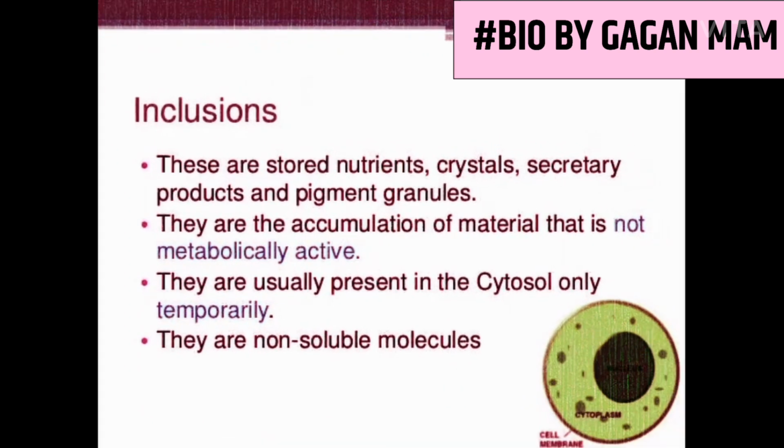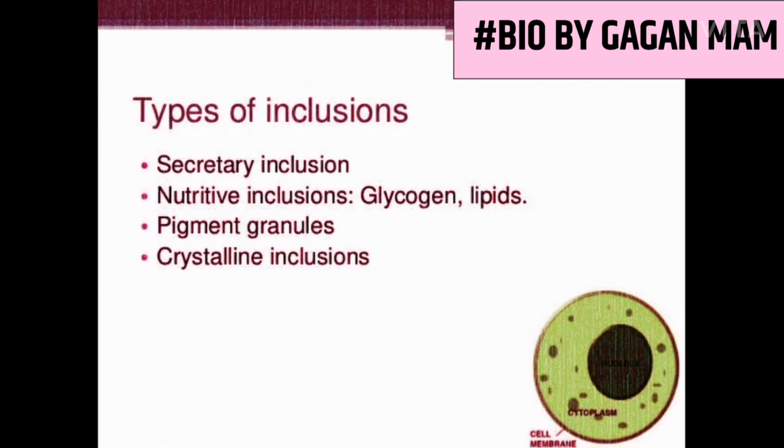Now we are going to discuss inclusions. These are stored nutrients, crystals, secretory products and pigment granules. Protoplasm, as you know, provides the suitable medium for vital and metabolic activities. These activities result in the formation and synthesis of many substances in the cell, in the form of stored nutrients, crystals, secretory products and pigment granules. They are the accumulation of material that is not metabolically active. They are usually present in the cytosol only temporarily and they are non-soluble molecules.